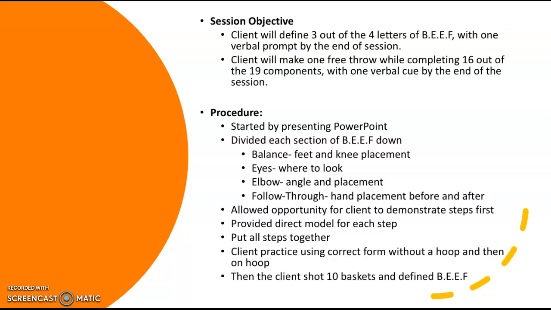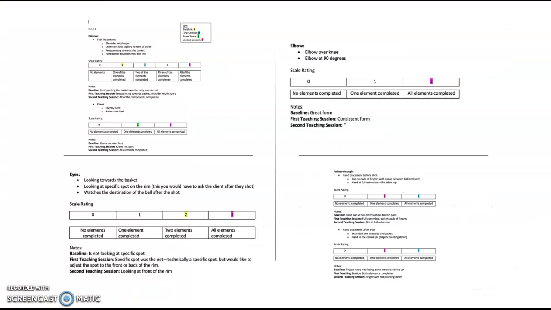One other area I forgot to mention that I changed was my goal. My first one didn't change because I thought that was a good goal. But the second one, instead of 12, I went to 16 out of the 19 components because after the first teaching session, the client scored 15. So I thought that was an appropriate goal.